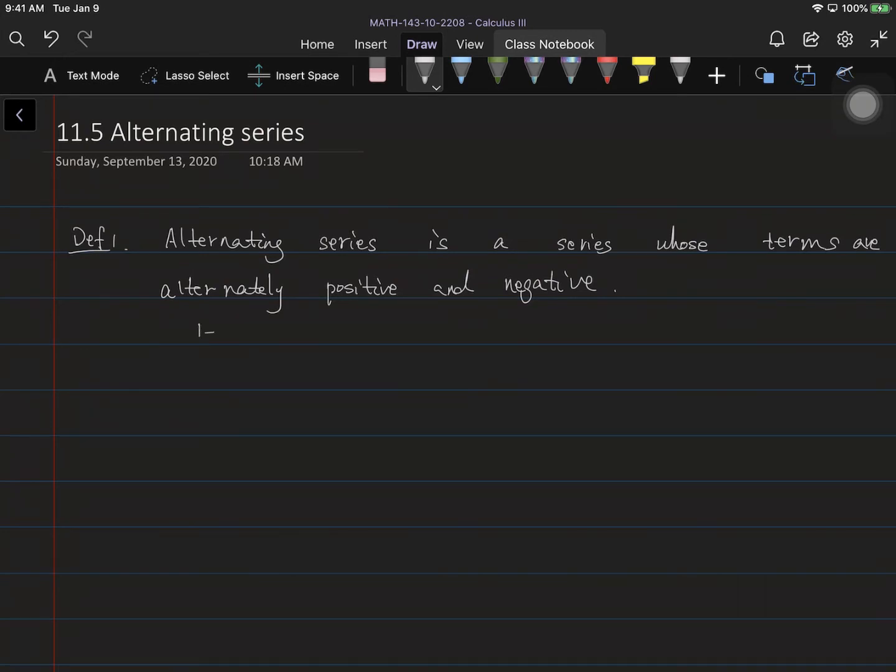What does that look like? 1 minus 1/2 plus 1/3 minus 1/4 plus 1/5. You can see the terms are positive, negative, positive, negative, and the general term is (-1)^(n+1) over n. That's the first example. The second one, -2 plus 1 minus 1/2 plus 1/4. This is also an alternating series. Actually, this is also a geometric series.